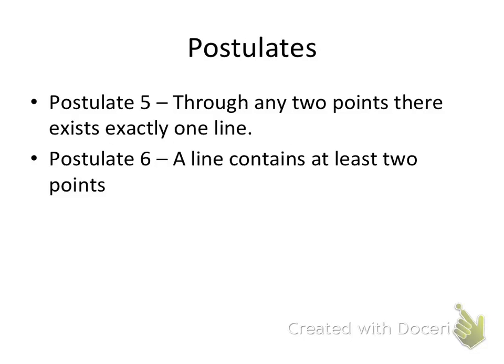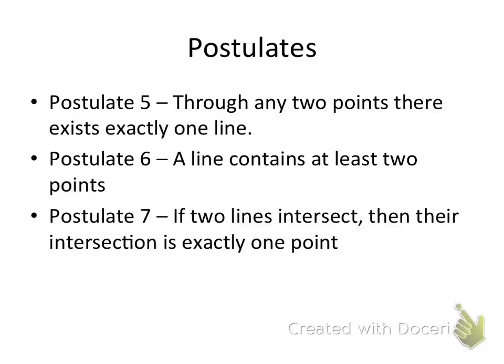Number 6. A line contains at least 2 points. That almost sounds like the converse of the one we just said. The first one said if there's 2 points, there's exactly one line. This one says if there is a line, then there's at least 2 points. Okay. Number 7. If 2 lines do intersect, then their intersection is exactly 1 point. We're going to talk about these more in some diagrams, but just get these into your notes for right now.